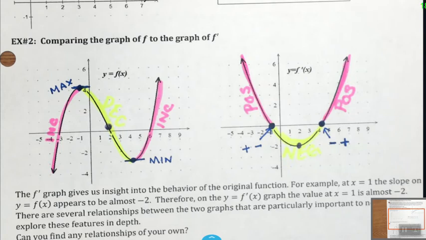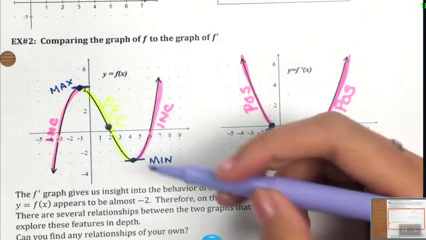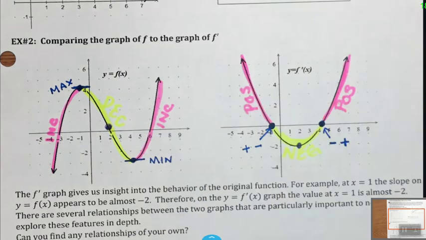Yeah, come on. Almost. It's a little bit above though.